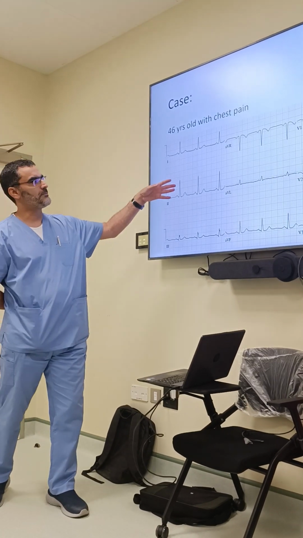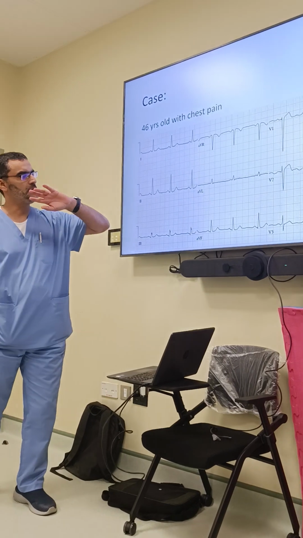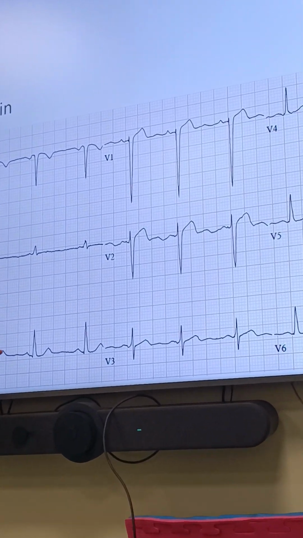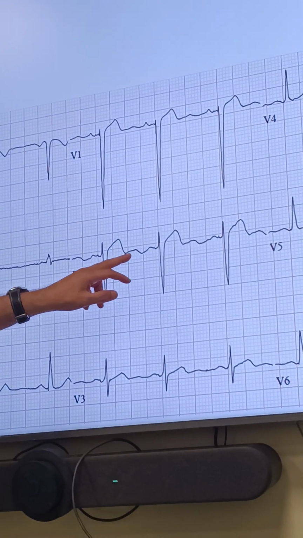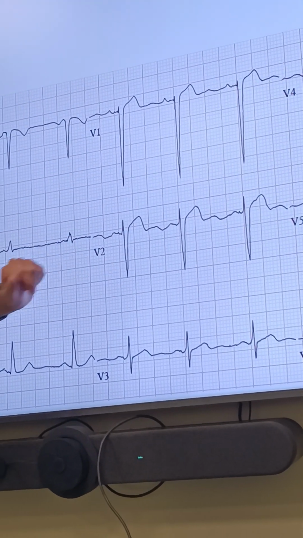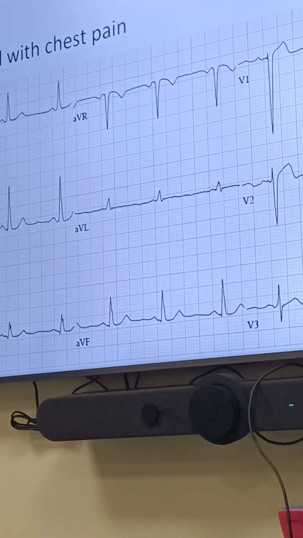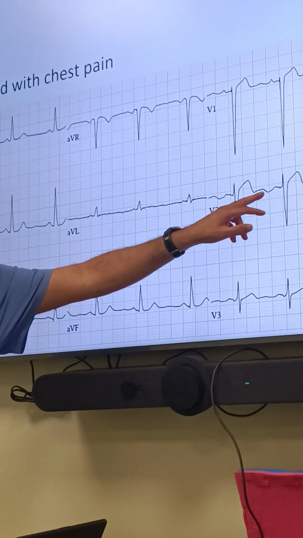46 years old with chest pain. Anything abnormal you see? V1, V2, maybe. Yeah, maybe there is a ST elevation here, septal. For septal leads, yes, right? Okay, V1, V2. So remember, if you want to check the ST elevation, this is your isoelectric line.